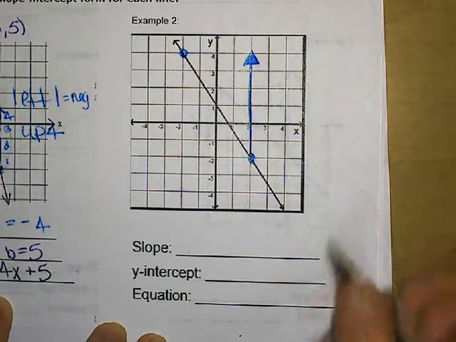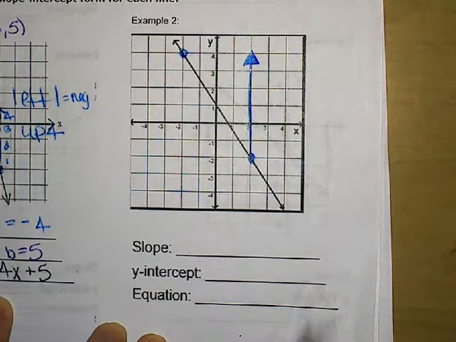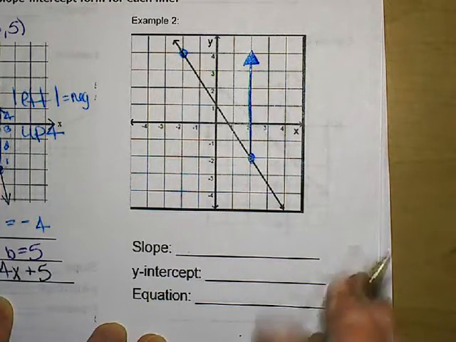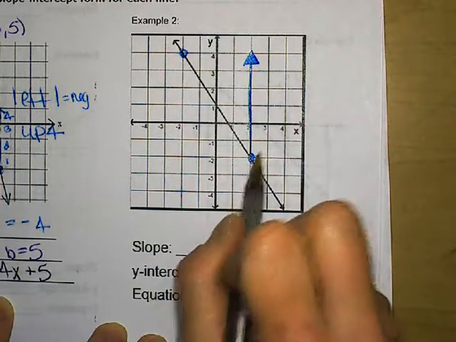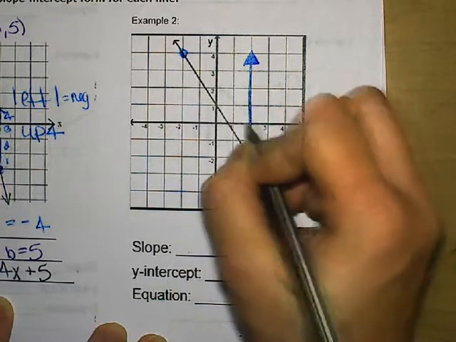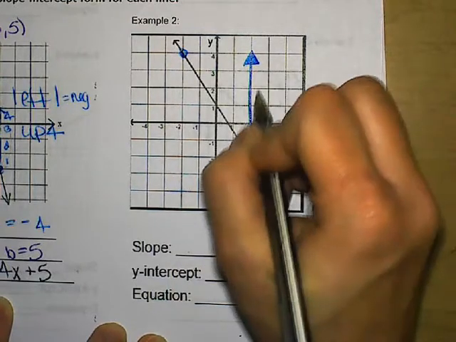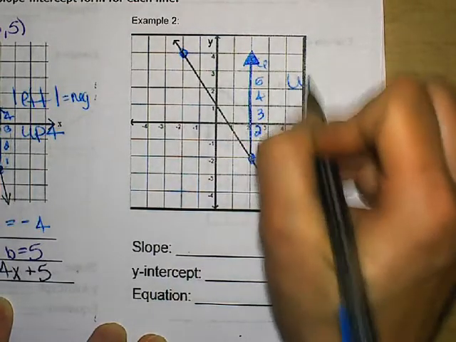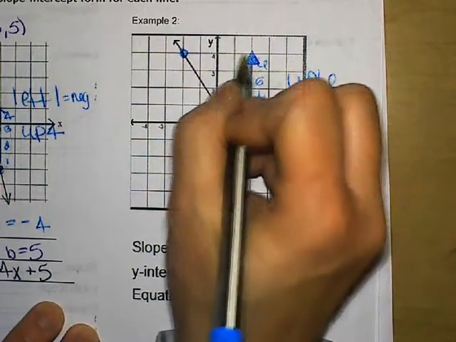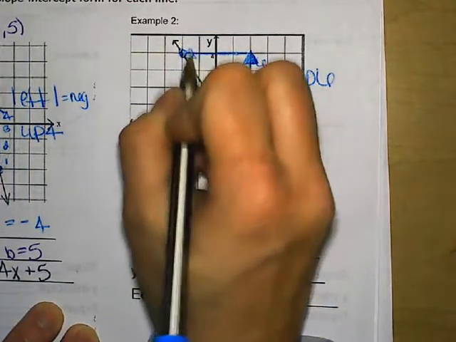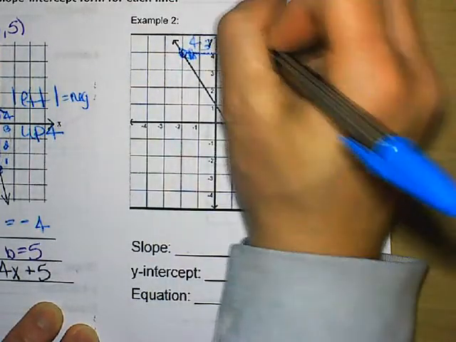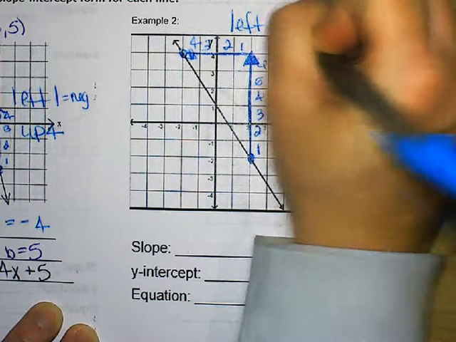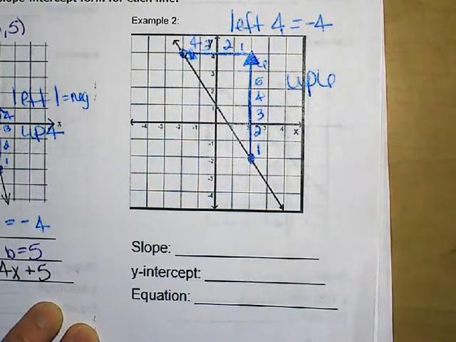Because remember, it creates a straight line, which means it has a constant rate of change, which also means that your rise over run will always simplify to the same number. I'm going up 1, 2, 3, 4, 5, 6. I'm going to go up 6. I'm going left 1, 2, 3, 4. So since I went left 4, my slope is negative 4.